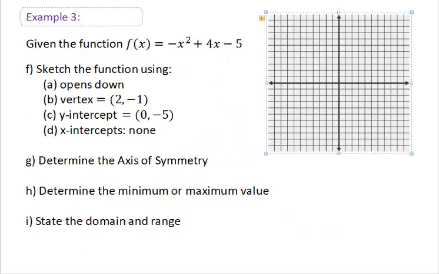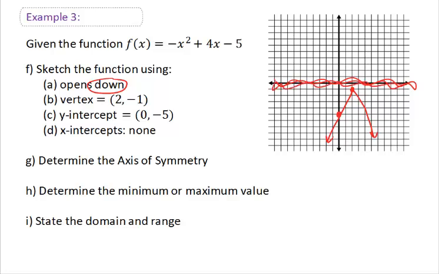So let us put all of this information on a graph and then we'll analyze it with the other things that we need to come up with. So starting with my vertex of 2, negative 1, my y-intercept of negative 5, and I do not have any x-intercepts where this parabola opens down. So it looks like this. Notice that this graph does not cross my x-axis, which double checks that I do not have any x-intercepts. So all of these pieces to the puzzle should fit in with each other.